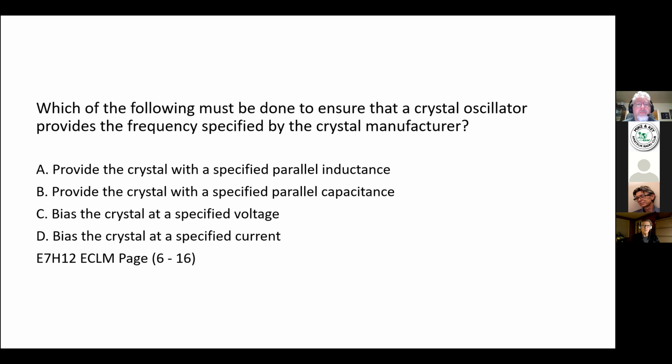Which of the following must be done to ensure that a crystal oscillator provides the frequency specified by the crystal manufacturer? A, provide the crystal with a specific parallel inductance. B, provide the crystal with a specified parallel capacitance. C, bias the crystal at the specified voltage. Or D, bias the crystal at a specified current. Bravo. Correct answer is bravo. Provide the crystal with a specified parallel capacitance.